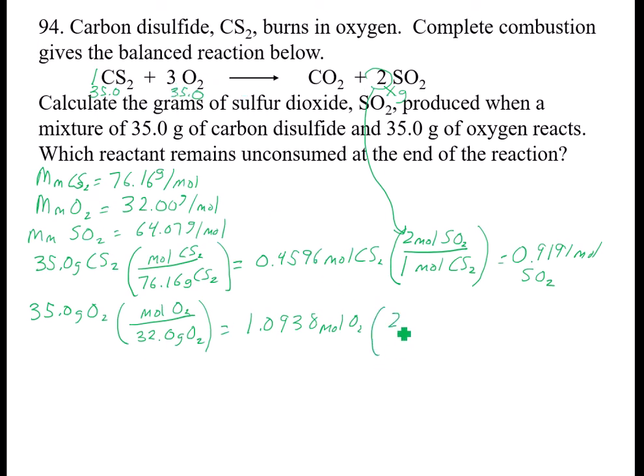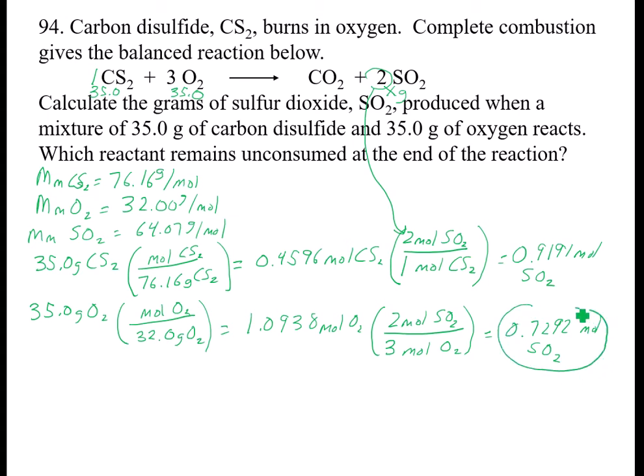This time my conversion is 2 goes on top and 3 goes on the bottom. So I still have 2 moles of SO2. It's very important to go to the same product. So at this step, the numerator should be the same for both of them. The denominator may or may not be, but the numerator, the top, has to be. That gives me 0.7292 moles of SO2. Just like we did with the sandwiches, we want to select the one that has the smallest amount, which is this one.